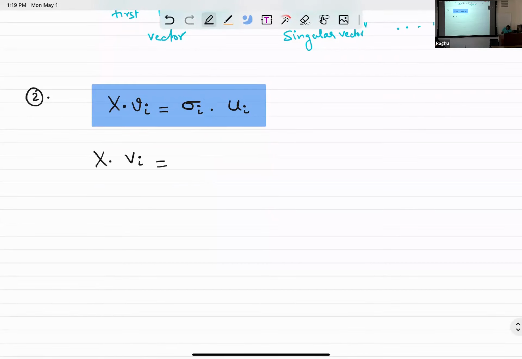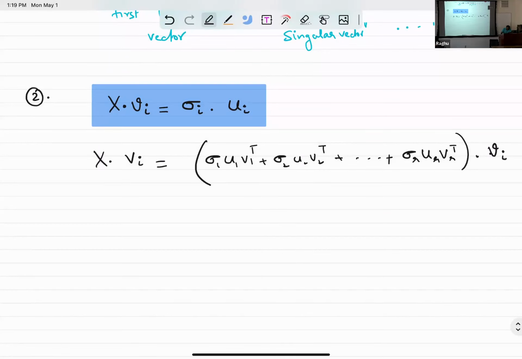Let's just do some computation. We know that I can write X as sigma 1 U1 V1 transpose plus sigma 2 U2 V2 transpose plus so on. And I'm multiplying this with Vi. So what should happen when I do this multiplication? Any suggestions? Why would it simplify to something as nice as just sigma i times Ui? Yeah?